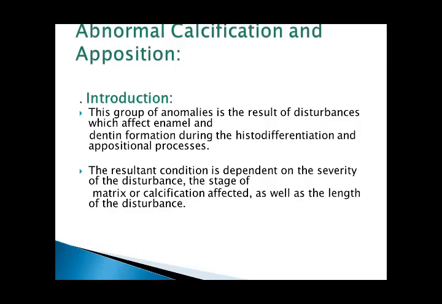Abnormal calcification and apposition. This group of anomalies is a result of disturbances which affect enamel and dentine formation during the histodifferentiation and appositional process. The resultant condition depends on the severity of the disturbance, the stage of matrix or calcification affected, as well as the length of the disturbance.